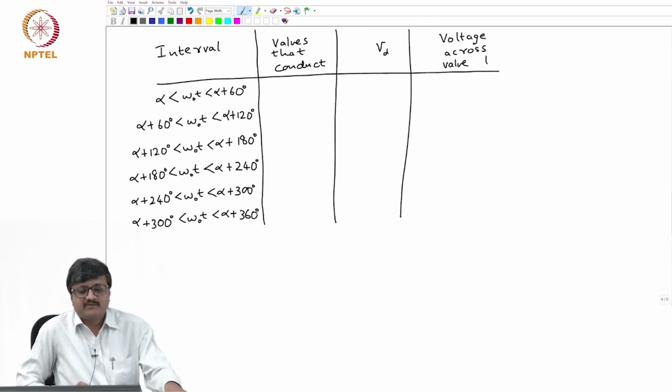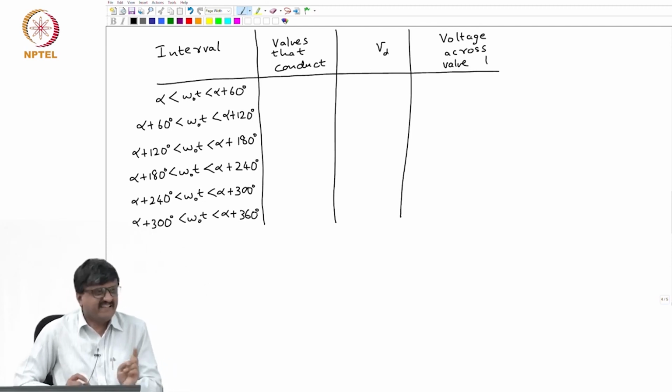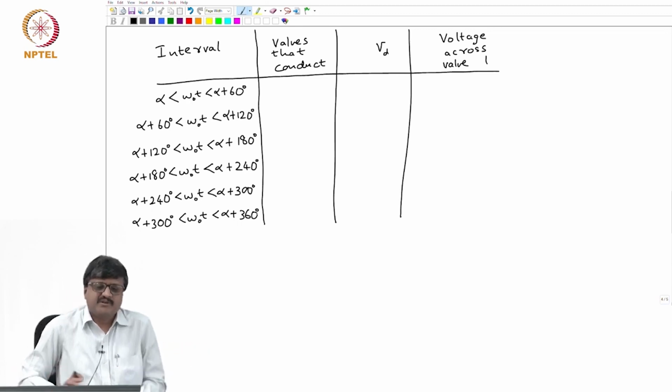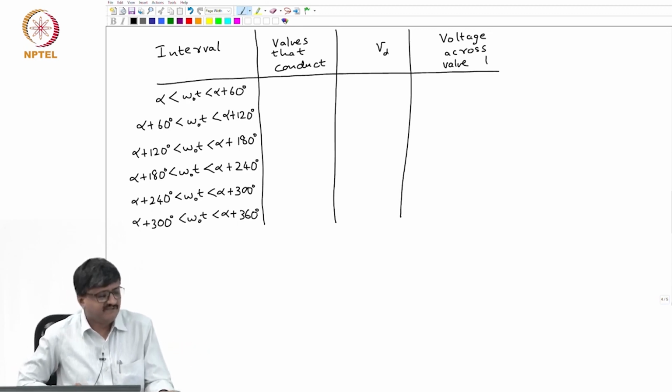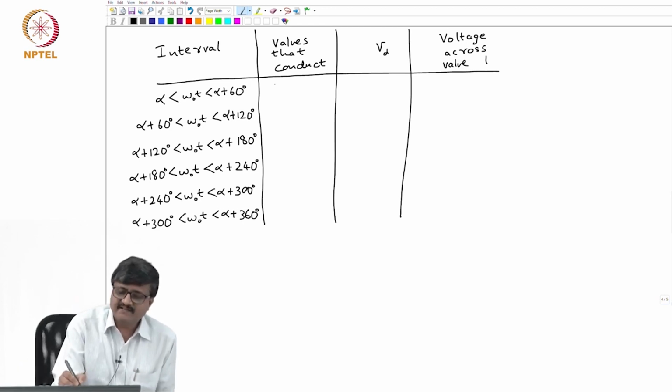Okay. So, we have just listed all the 6 intervals in one full cycle. This one cycle is for the AC side. Our AC side period is 360 degrees, please note that. So, if I take the first interval alpha to alpha plus 60, what are the valves that conduct? Valve 3 is turned on at alpha. There is one more valve in the lower commutation group that is conducting, that is 2. So, valves that conduct in the first interval are 2 and 3.